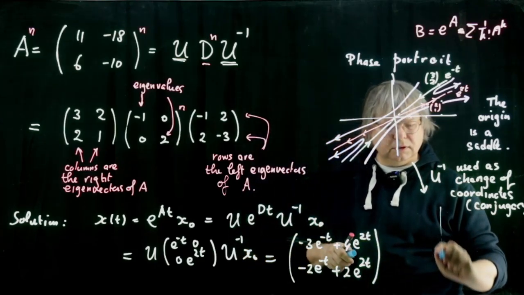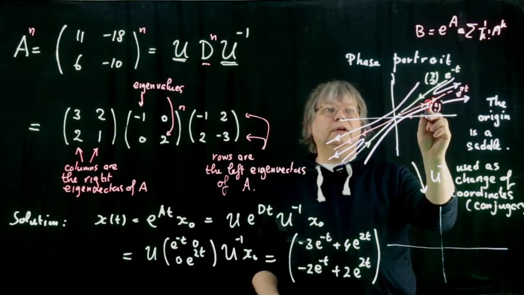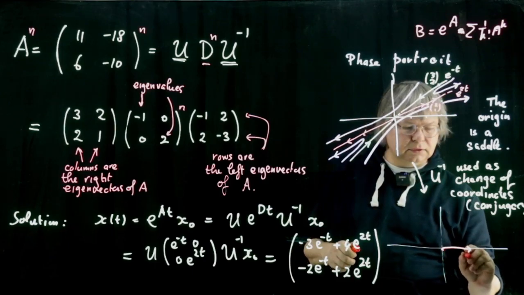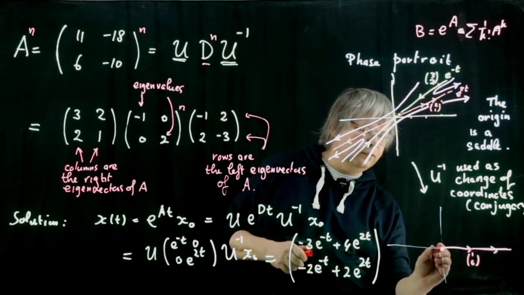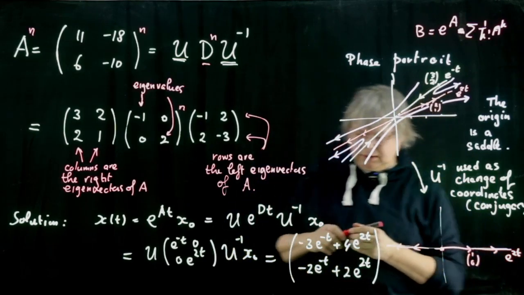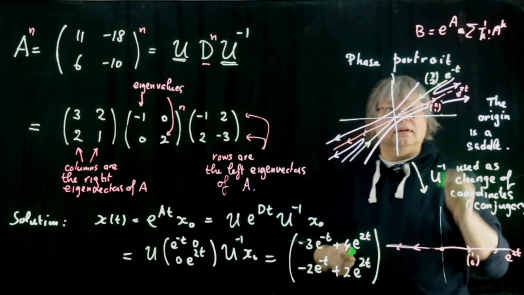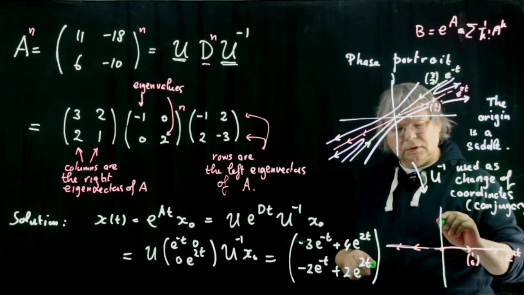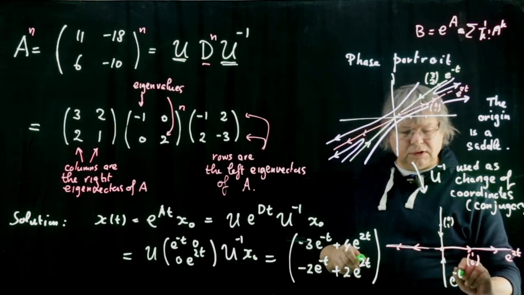So if here are the coordinate axes again, then the image under U inverse of the vector (2, 1) is going to be the unit vector in this direction. So this would be (1, 0). And then the differential equation would move along the horizontal axis and away, because it still goes like e to the 2t. Whereas for the other direction, which is the green, that vector (3, 2) is mapped by U inverse to the vector (0, 1), and along this vertical line you have contraction like e to the minus t.